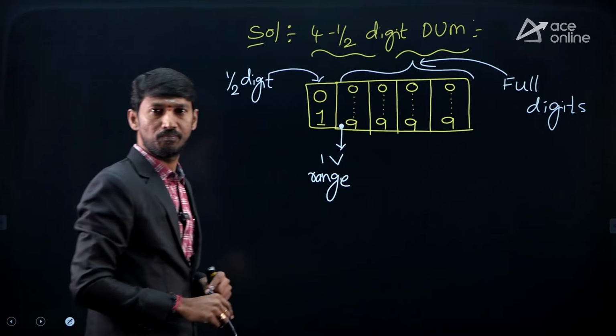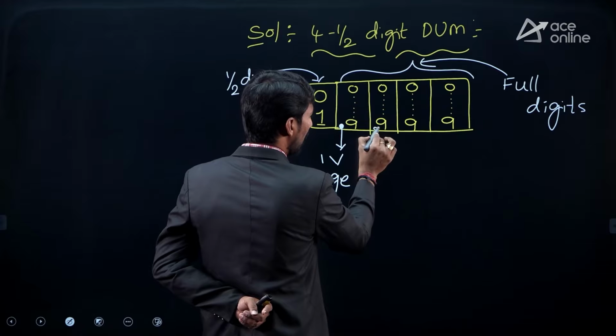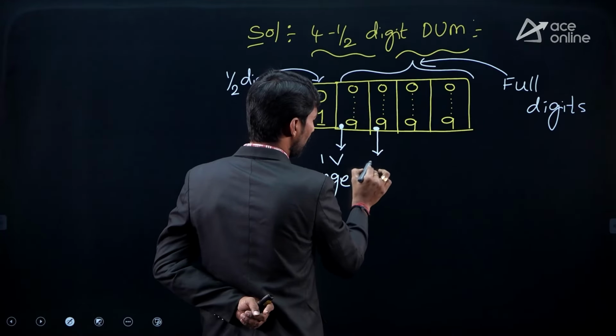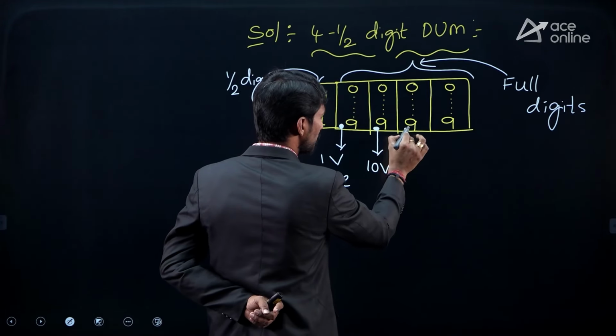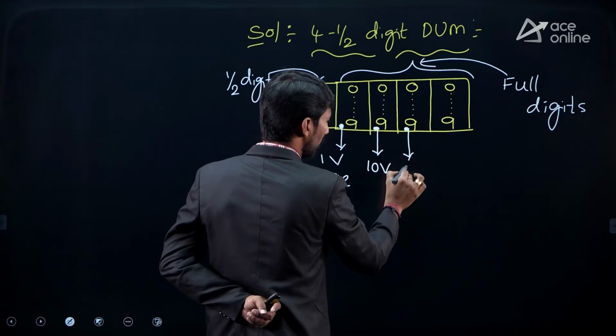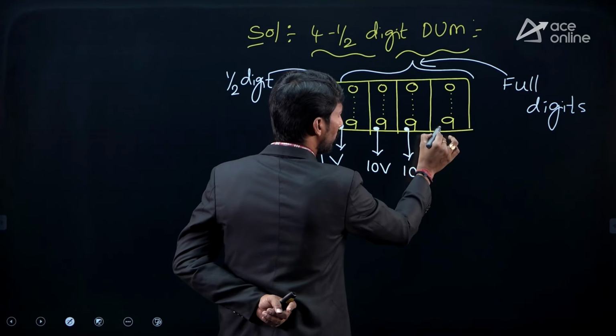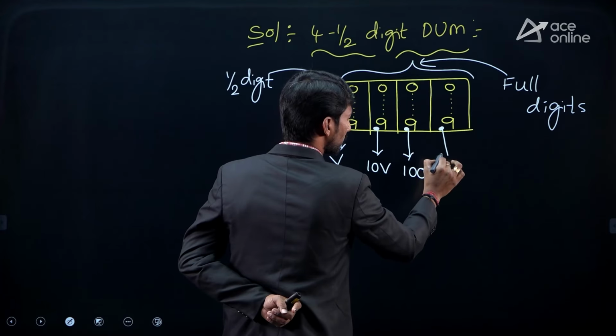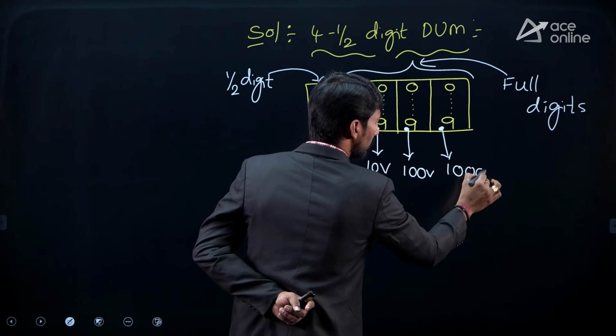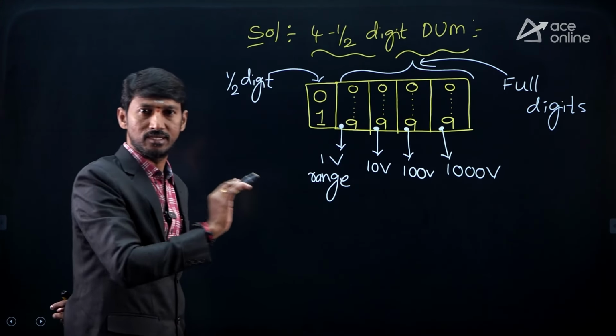1 volt range. And if the decimal point is over here, this is the 10 volt range. Decimal point over here, that will be the 100 volt range. Here it will be the 1000 volt range. That's the general idea.